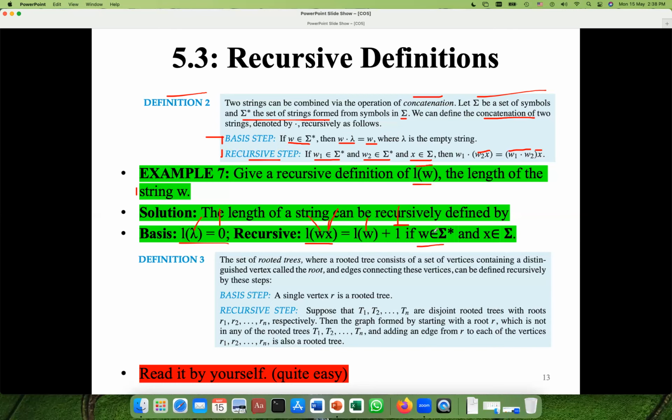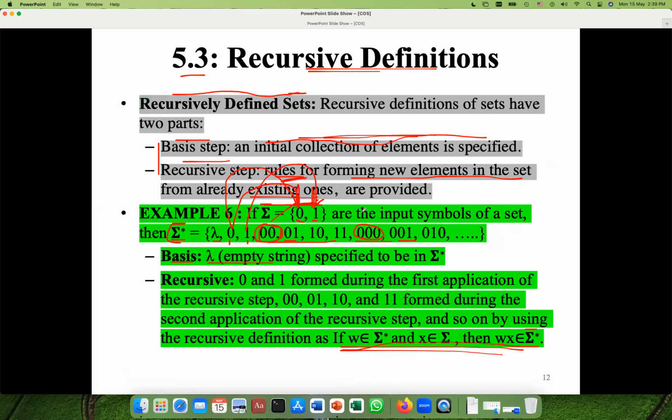If W belongs to sigma star and X belongs to sigma, read it by yourself now. Yes, definitely the length is 3. If you have these, what is the length? This is according to the programming language, nothing else. So these 3 characters are there, so the length is 3. It can be 4 if you have 4 characters in it.